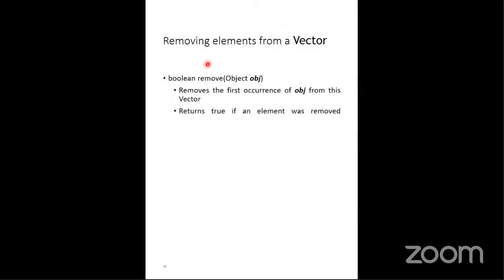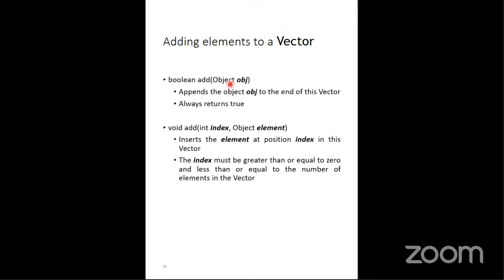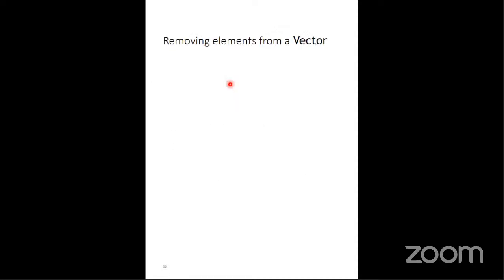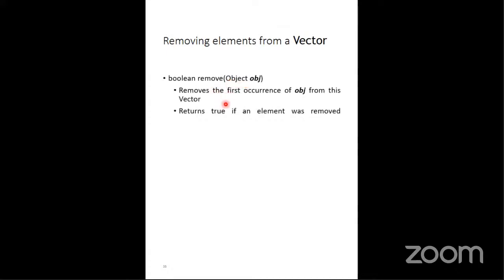Returning value, that is, returning an object from the vector. Before returning, it is removing. It is kind of deleting an element from the vector. So there is a remove method. It removes the first occurrence of the object. So in the vector, if you want to remove a particular object, then you can call this method. You specify remove, which object you want to remove. It returns Boolean, that is true or false. It removes the first occurrence of this object from the vector.